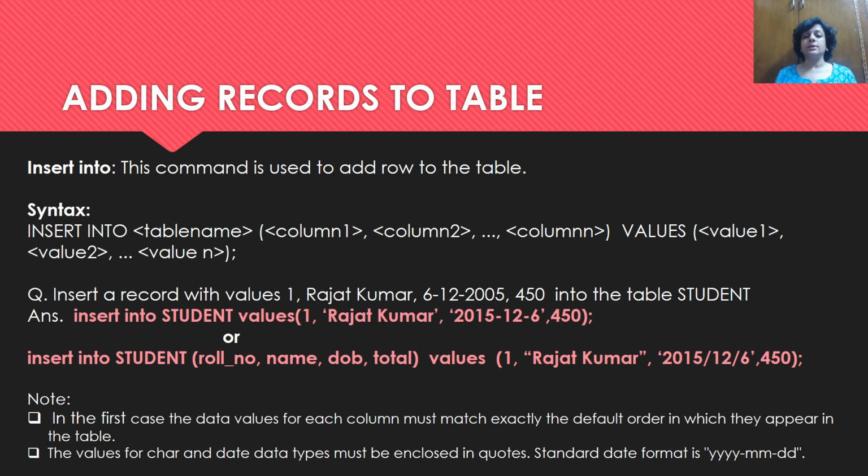There are two ways of writing the command. We can also omit the names of the columns in this command. But if we are omitting the names of the columns, we must note that the data values for each column must match exactly the default order in which they appear in the table. Also, it is very important to note that values for char and date data types must be enclosed in quotes. Standard date format is YYYYMMDD.